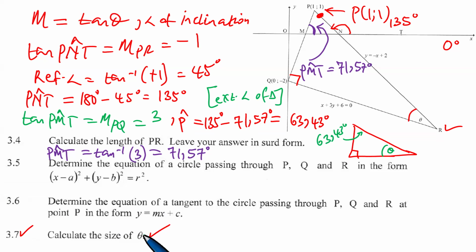So I want to find the size of the angle theta. The angle theta is exactly this one. We already know these two angles, so what do you do if you know two angles? To find the third angle, you say 180 degrees, because you're dealing with the sum of all the angles in a triangle. So it's 180 degrees minus 90 degrees minus 63,43 degrees. Subtract all of them.